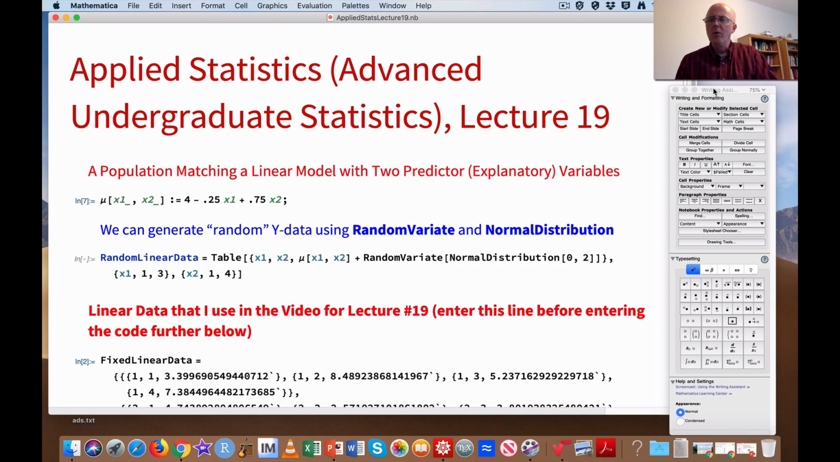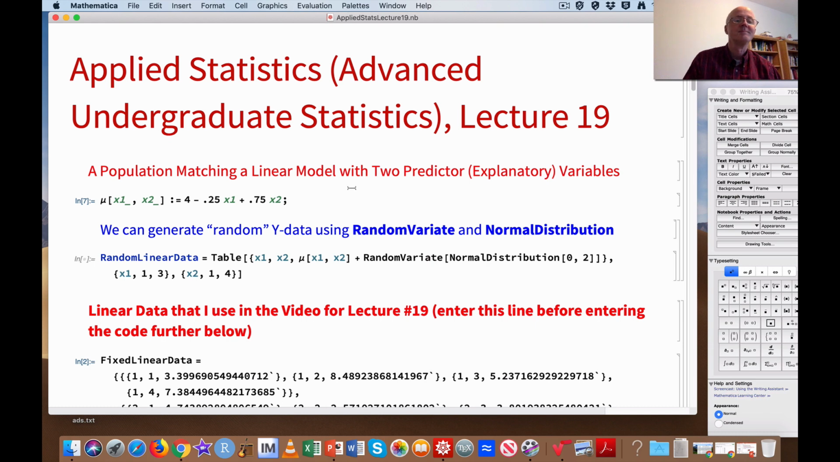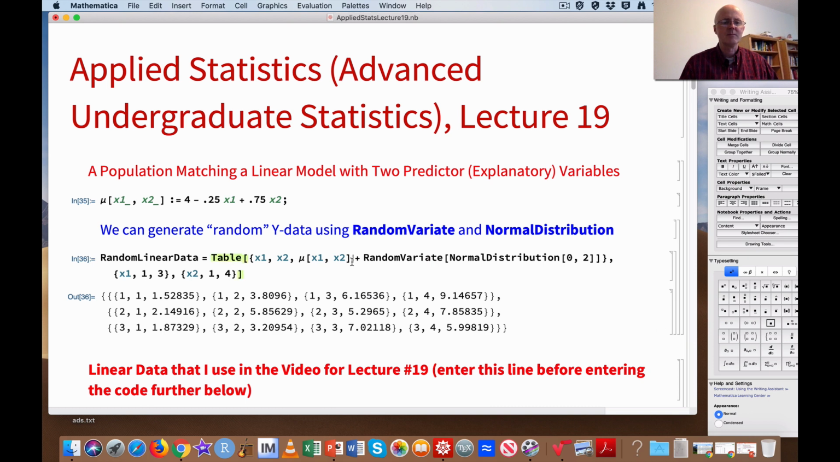So I do want to show my students and anybody else who's interested how I generated the data. We are going to look at a spreadsheet too here, if you're more interested in looking at the spreadsheet output. So in Mathematica, here I defined my population model as a function of the two variables x1 and x2, and I went ahead and entered that. And using table and random variate in this way, I'm able to generate random data based on this model.